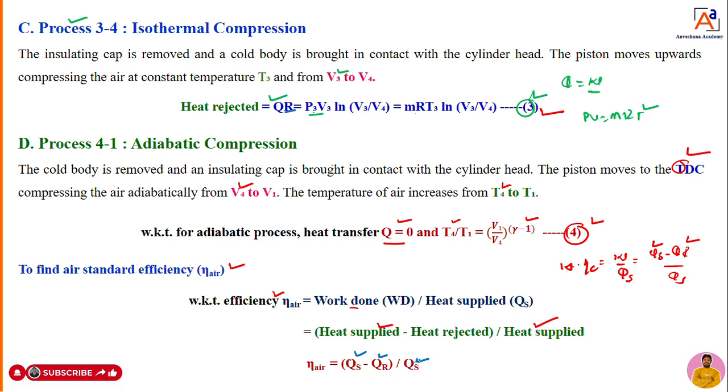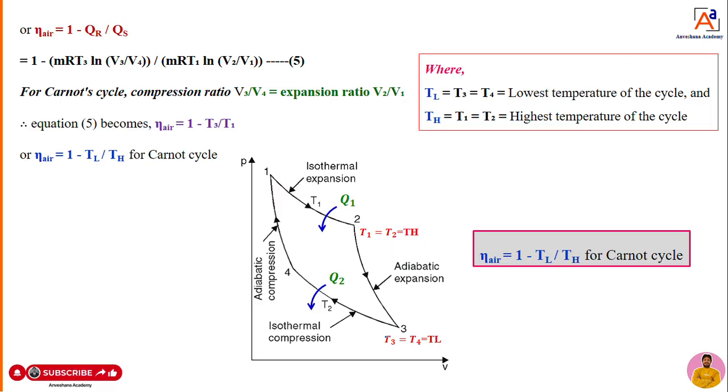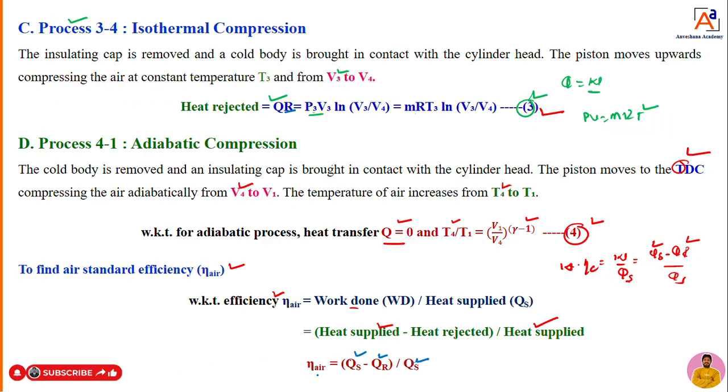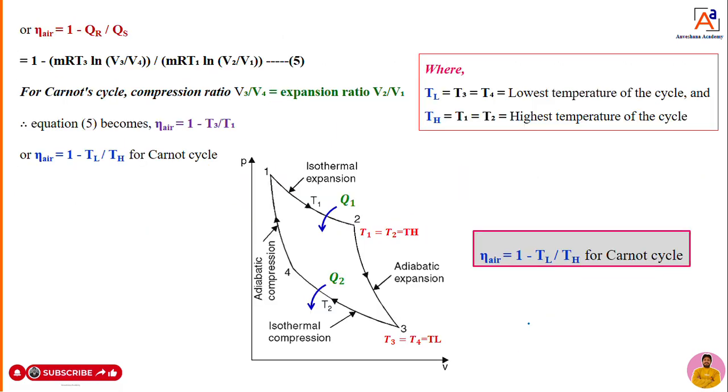Here QS is also the same again. So I will put the values now, so that you can modify this equation. You can even rewrite this equation, right? Efficiency is equal to 1 minus, because in the numerator QS minus QR is there, and in the denominator QS is there. This I can write like this: 1 minus QR divided by QS. The same thing I have written here now, 1 minus QR divided by QS.